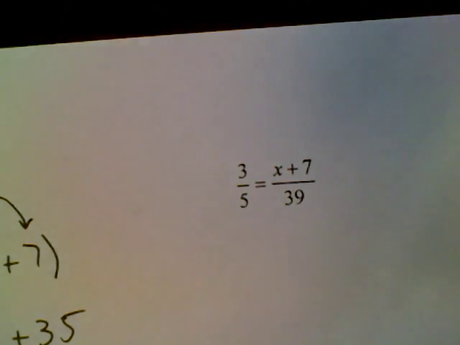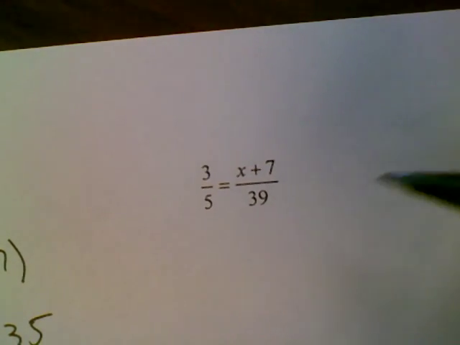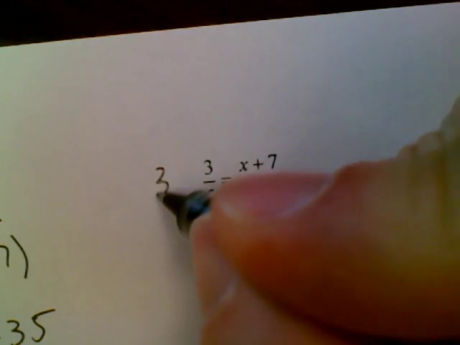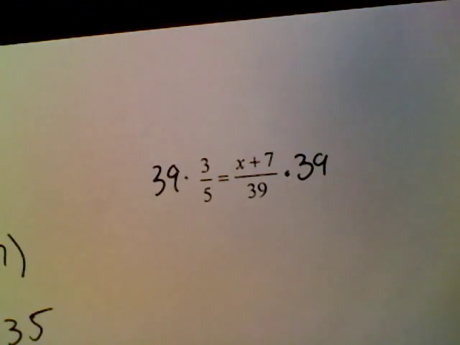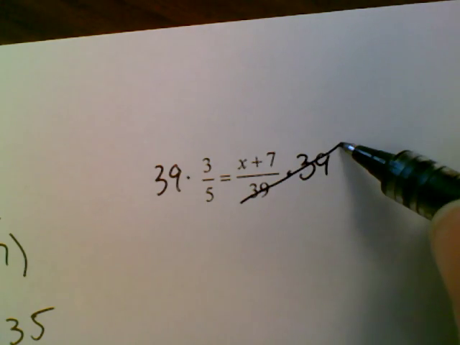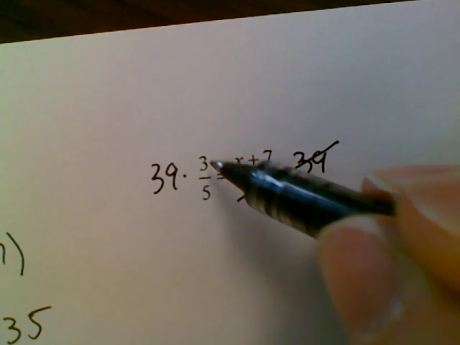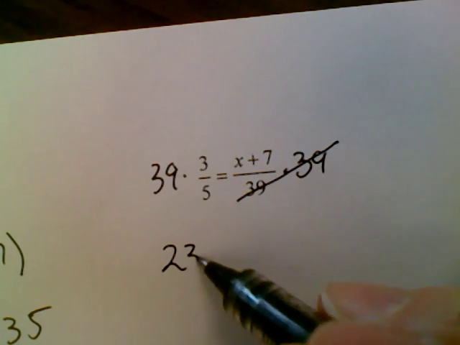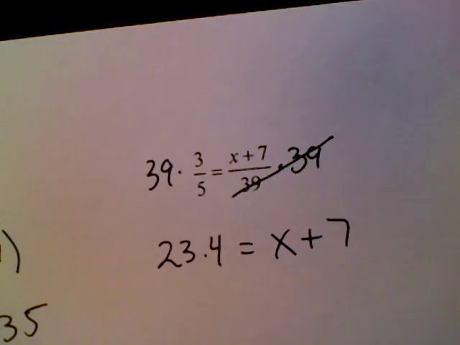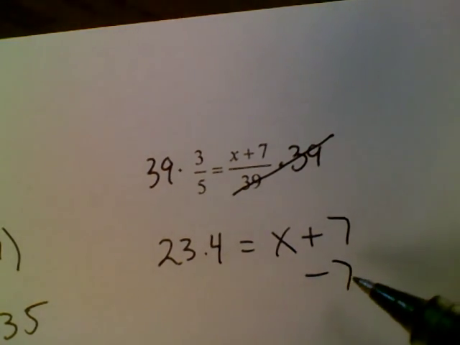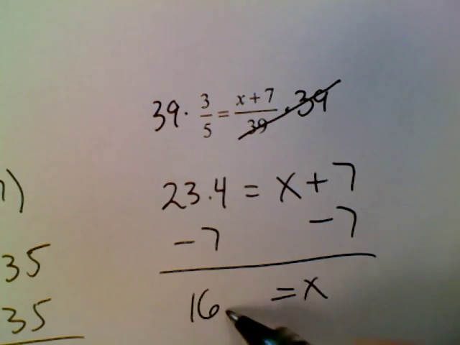There is another way to do this problem, again without cross multiplying, because the variable's in the numerator already. It's when the variable's in the denominator that you have to cross multiply. But when the variable's in the numerator, I can get away without it. Multiply both sides by the denominator, and that will cancel that out. Now, use your calculator to simplify this. This is going to be 23.4, and on the right we have x plus 7. Now subtract 7 from both sides, and you get x equals 16.4.